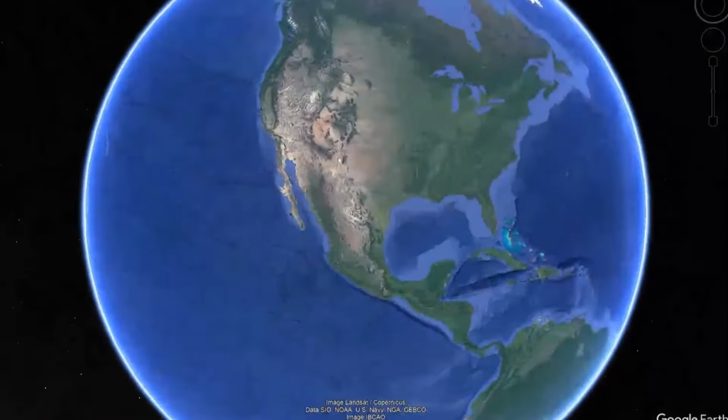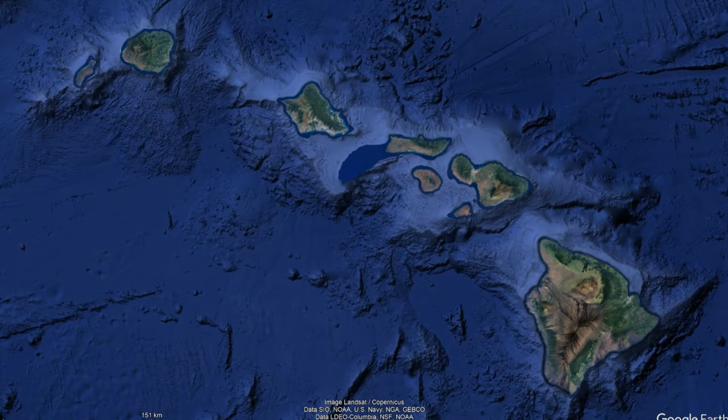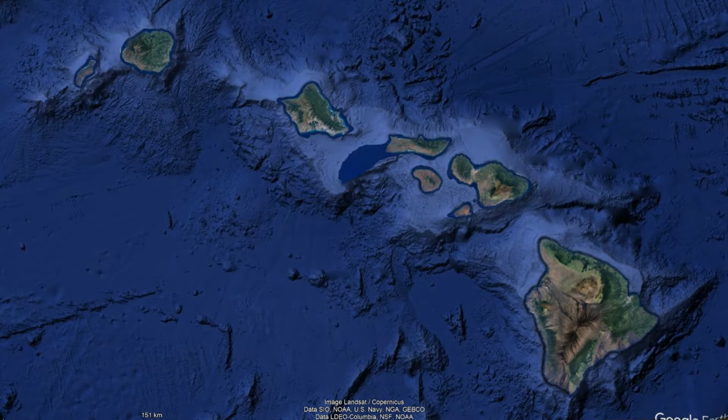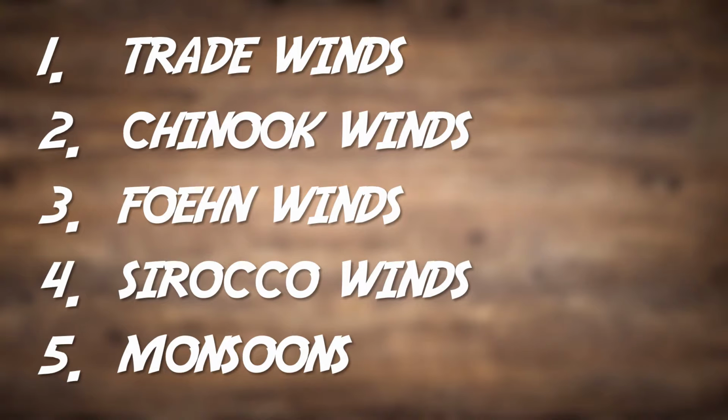You can see an example of windward and leeward sides of mountains on the islands of Hawaii. One side is wet and green, the windward side, and one side is dry and brown, the leeward side. And that's our key terminology. Now we're ready to start exploring our 5 concepts.